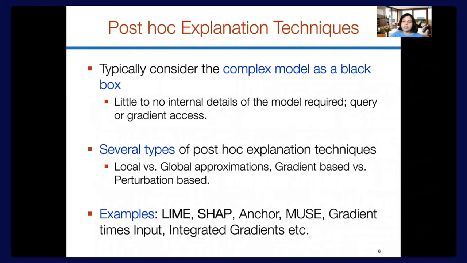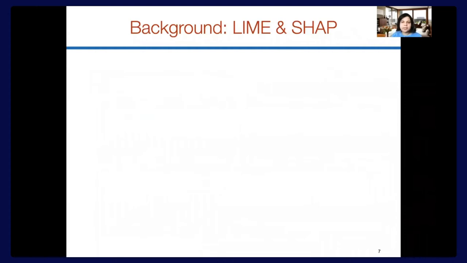All right, examples of some popular post-hoc explanation techniques include LIME, SHAP, Anchor, MUSE, gradient times input, integrated gradients, and many, many more, right? I have highlighted LIME and SHAP here because these are the two approaches that we'll be focusing on as part of today's talk and delving more into their details, right? Okay, so let me start with a very high level overview of what LIME and SHAP do. We'll be mostly focusing on LIME, and a lot of the things that we discuss today are also applicable to several variants of SHAP, okay?